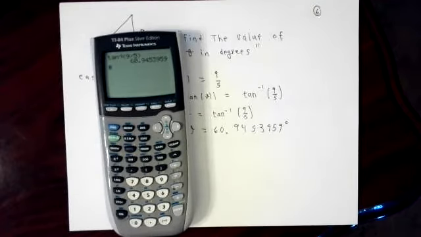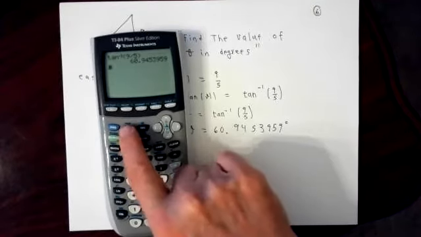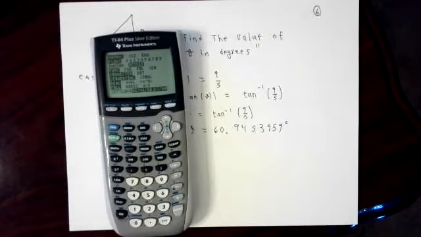And I have to warn you about something here. In the mode setting, make sure that it's degrees that's selected and not that other word. We don't know about that other word yet. We will pretty soon. But for now, make sure your calculator is set in degree mode.